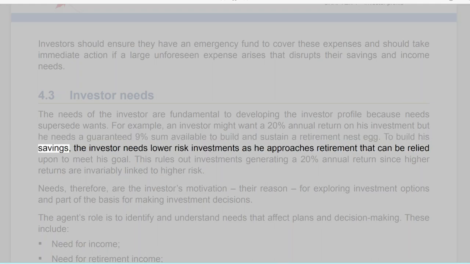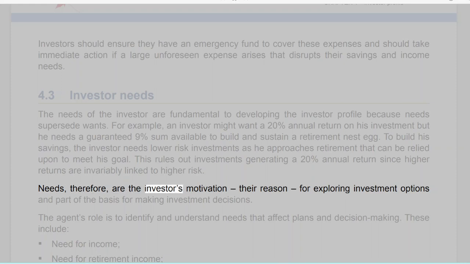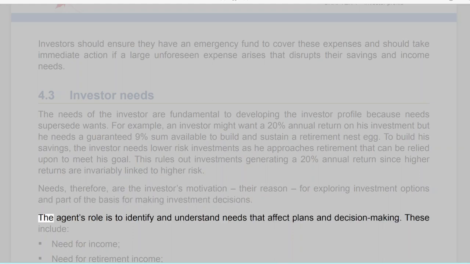To build his savings, the investor needs lower risk investments as he approaches retirement that can be relied upon to meet his goal. This rules out investments generating a 20% annual return since higher returns are invariably linked to higher risk. Needs, therefore, are the investor's motivation, their reason for exploring investment options, and part of the basis for making investment decisions. The agent's role is to identify and understand needs that affect plans and decision making.